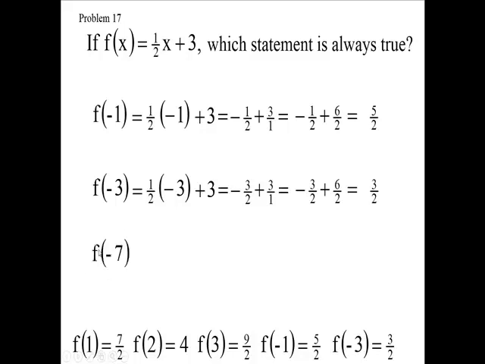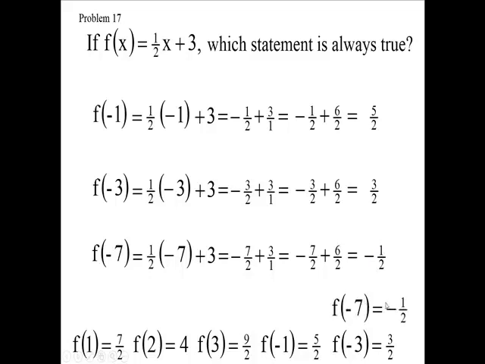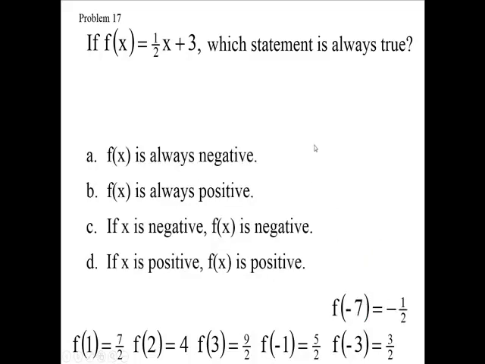Okay, here we go. Let's skip a couple more numbers here. Plug in your negative 7. That's going to be negative 7/2 plus your 6/2. 3 is 6/2. And finally, you get f of x is a negative number. Let's copy that down here, and let's go back to our 4 choices.